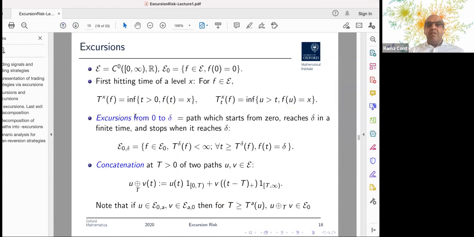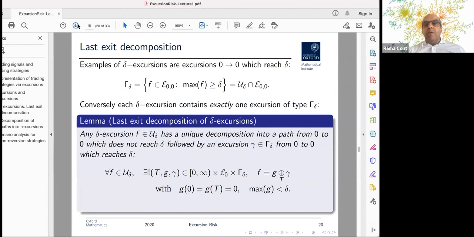So the important thing here is that in the definition of an excursion from 0 to delta, you stop at the first time you reach delta. That's very important. It's not any path from 0 which reaches delta. You only reach delta once and then you stop. It can only reach the destination once, and that's when you stop it.